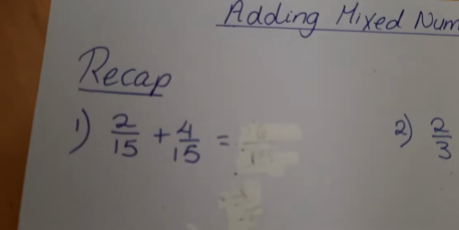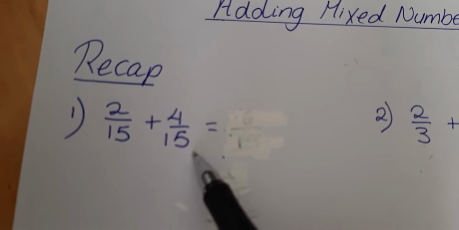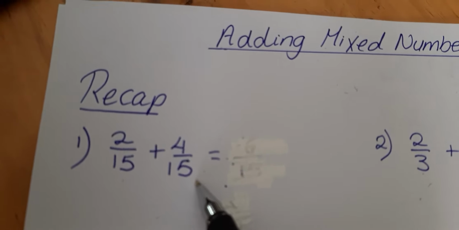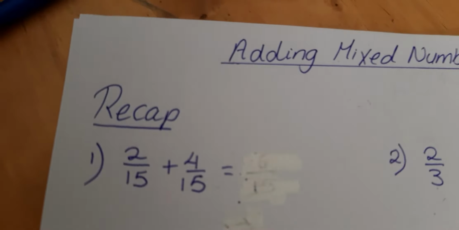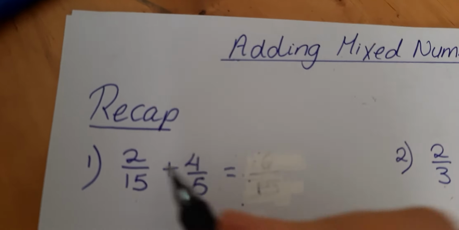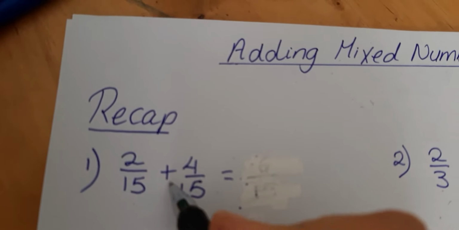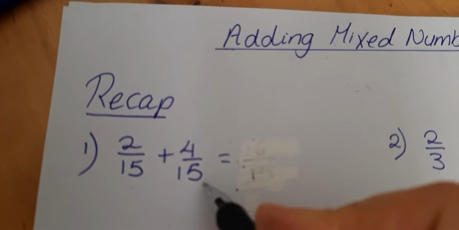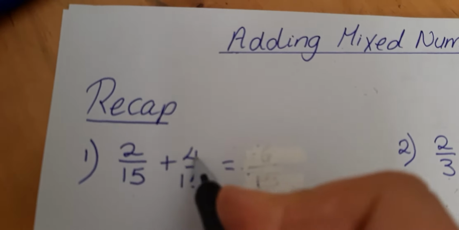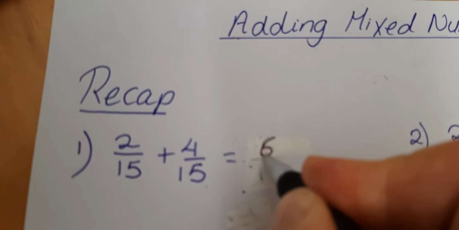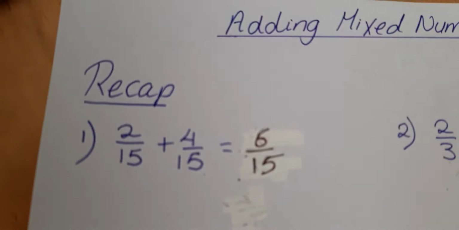Okay, so the first example, as you can see, is 2/15 plus 4/15. And this is an easy one, because the denominators are already the same. We notice they're both 15, so if I have 2 pieces of a cake which has 15 pieces, and then I eat another 4 pieces of that cake, that means altogether I ate 2 and 4, 6 pieces of the cake which had 15 pieces. So I ate 6/15 of the cake.